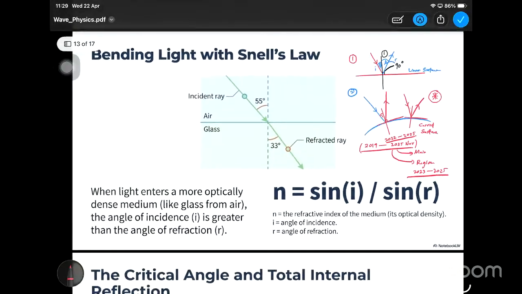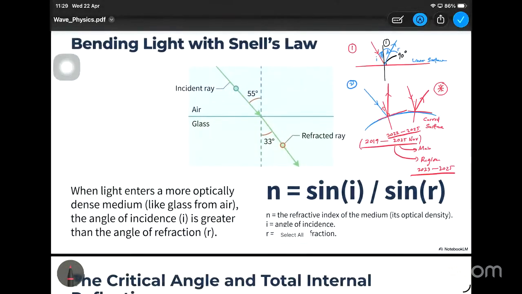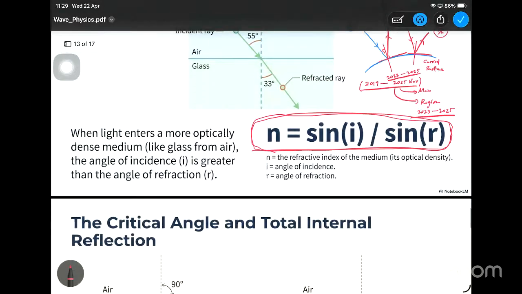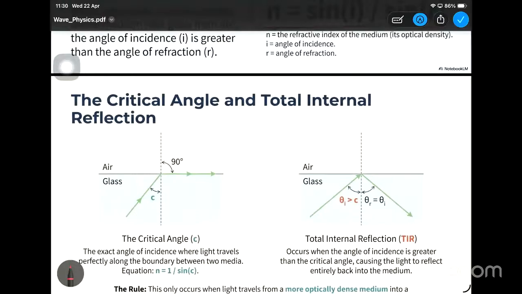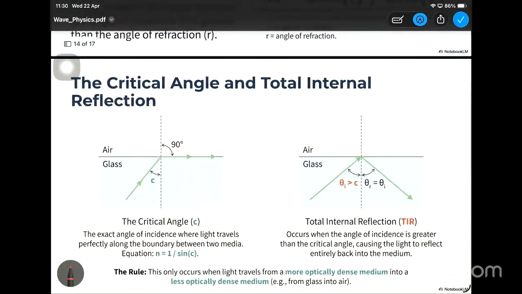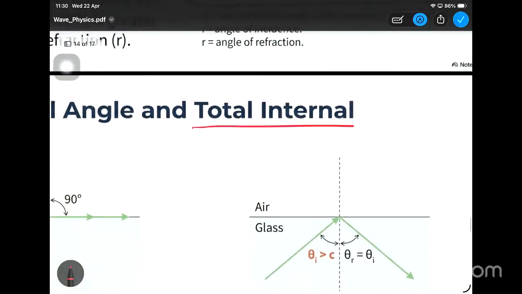Here also Snell's law is mentioned, so no need of the name. Remember this equation. Several students were just writing n equals i over r. That is wrong. You need to get the sine value, definitely. That is a must: sin i over sin r. And the most important part when it comes to light reflection is total internal reflection. So remember these points. If you are going for total internal reflection, TIR, there are two conditions to be completed. Remember this point.